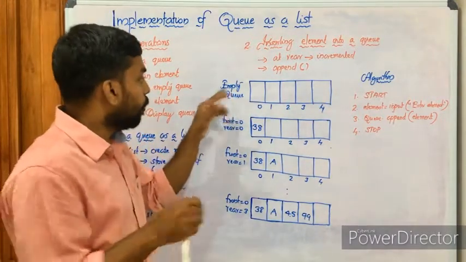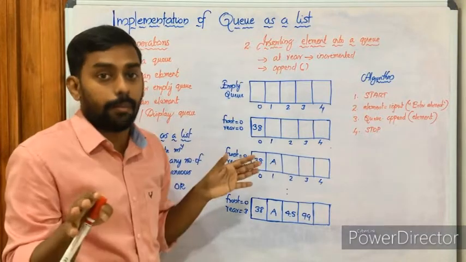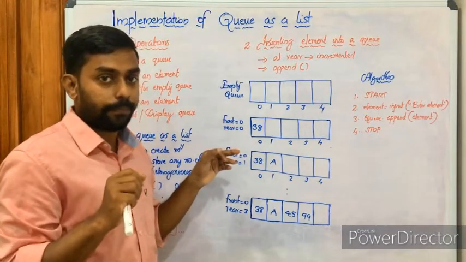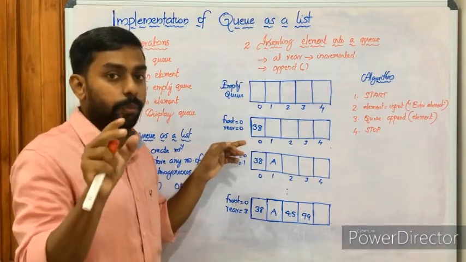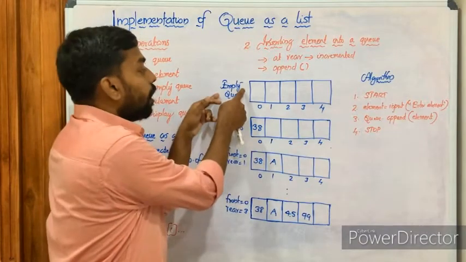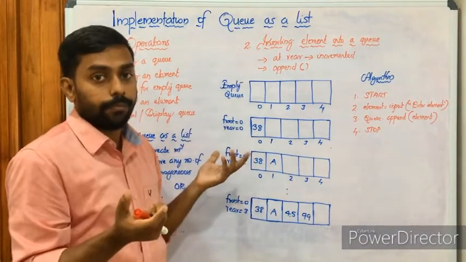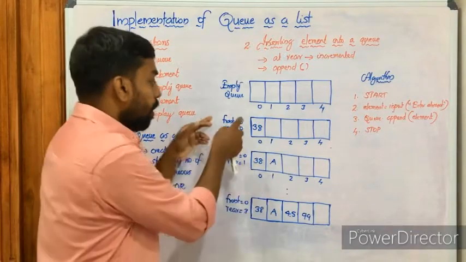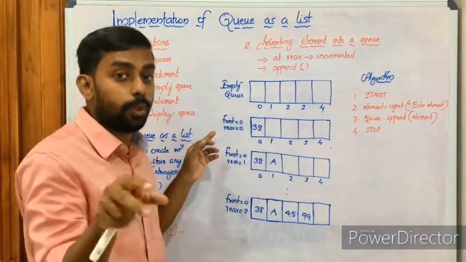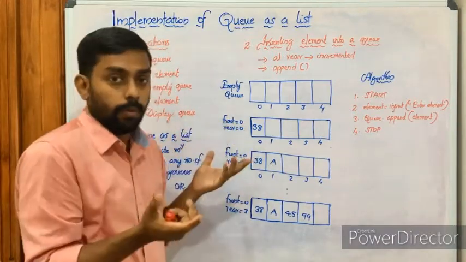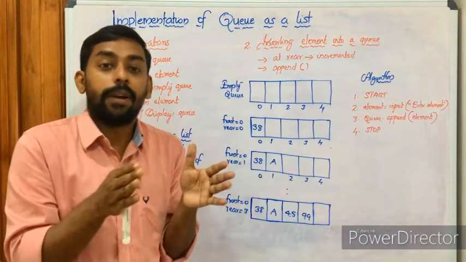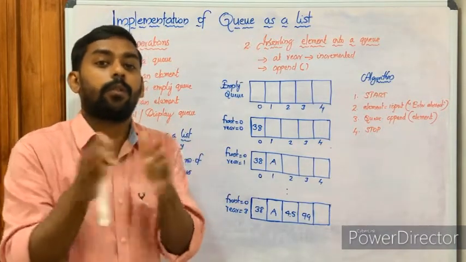Initially we have an empty queue without any elements. Then after inserting, after pushing one item, it will be inserted at 0. Initially front and rear point to 0, and after one item is inserted into the queue, front points to 0 and rear points to 0. Meaning when we have only one person in a queue, both front and rear point to that person, right?